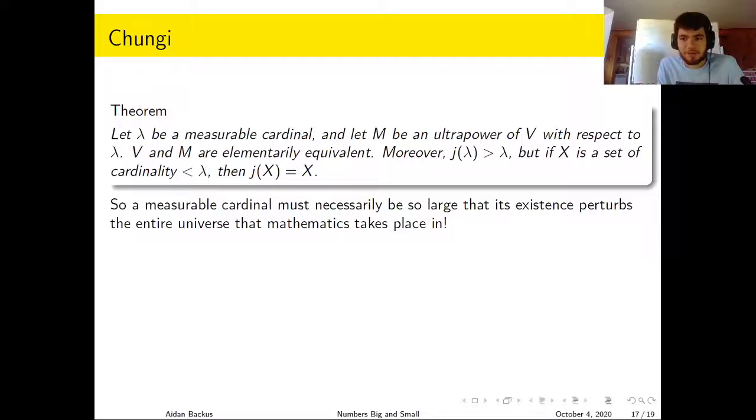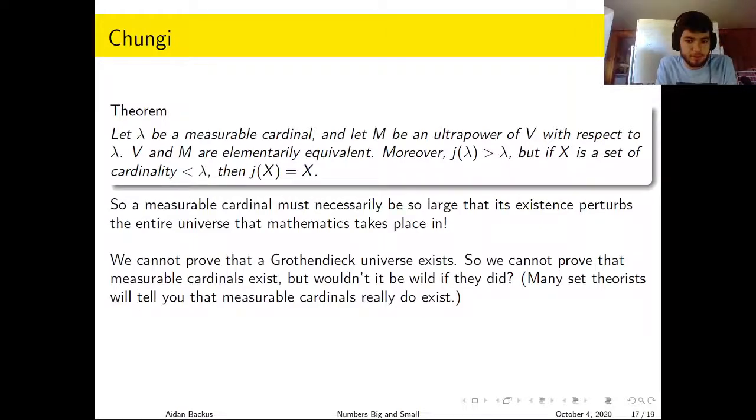And so what this means is that measurable cardinals must be very, very weird because they can just perturb the entire mathematical universe. This is just crazy talk. This is just baloney. And so if you know a little bit of logic, it should not come as a surprise that we cannot prove that Grothendieck universes exist, and we cannot prove that measurable cardinals exist. But it is highly unlikely that the opposite is true. We shouldn't be able to prove that they can't exist.